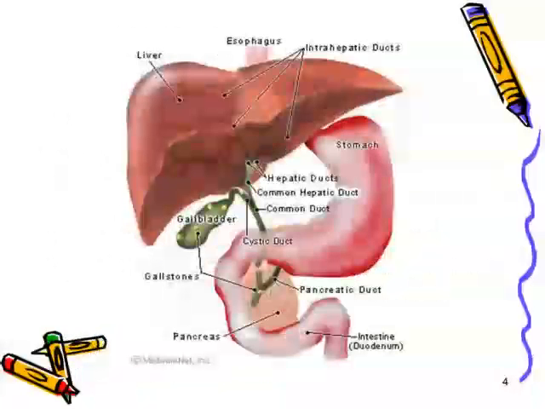This is just a nice picture that shows you a review of the anatomy of the liver versus the gallbladder and stomach and that type of thing.